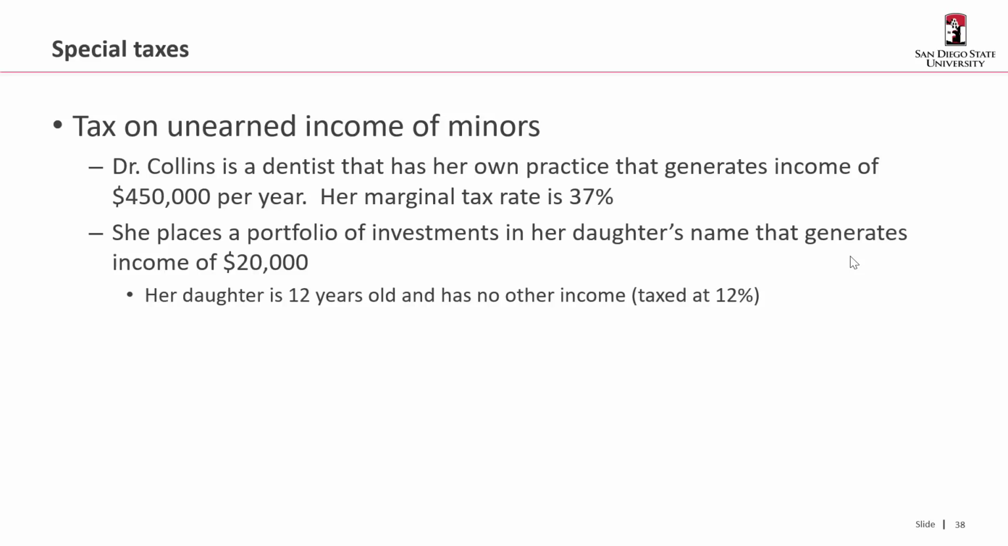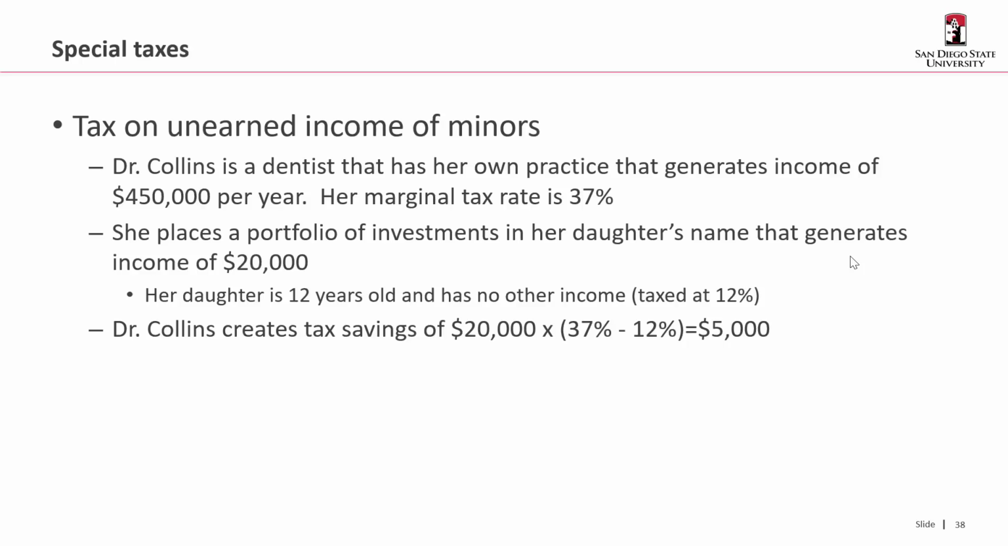So she places a portfolio of investments in her daughter's name, and that generates income of $20,000. As it turns out, her daughter is 12 years old and absolutely has no other source of income, which would be reasonable for someone who's 12. But notice with our progressive tax rate structure, if a 12-year-old generates $20,000 of income, she's going to be taxed at 10 and 20%. So she's down in the low brackets as opposed to the high brackets.